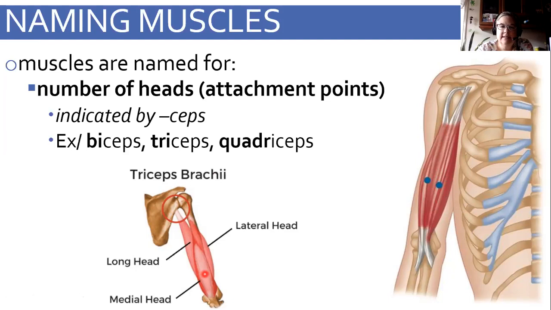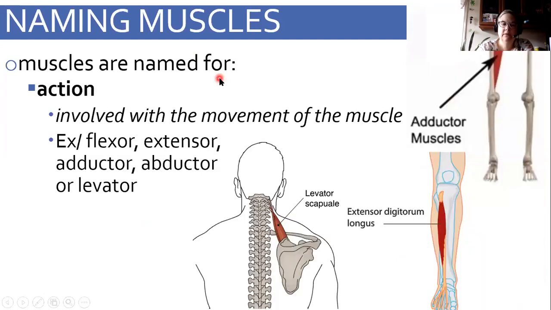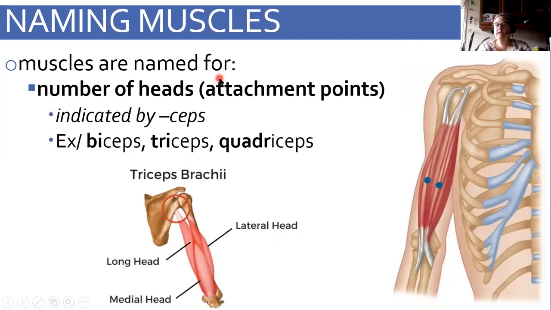And if we look at triceps, right, we have two words here, triceps, 3 heads, brachii, right? Brachii means arm. So arm muscle, 3 heads. Okay. All right. So those are the ways that the muscles are named. So you need to know those. We need to know those 7 different ways that muscles can be named.